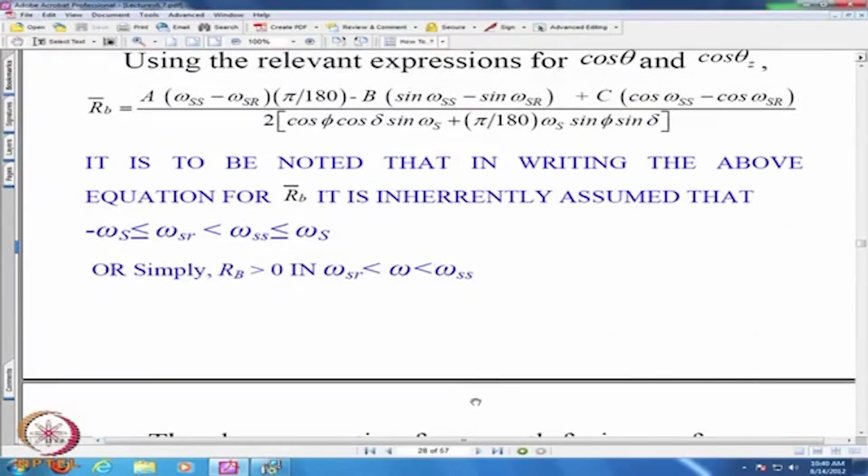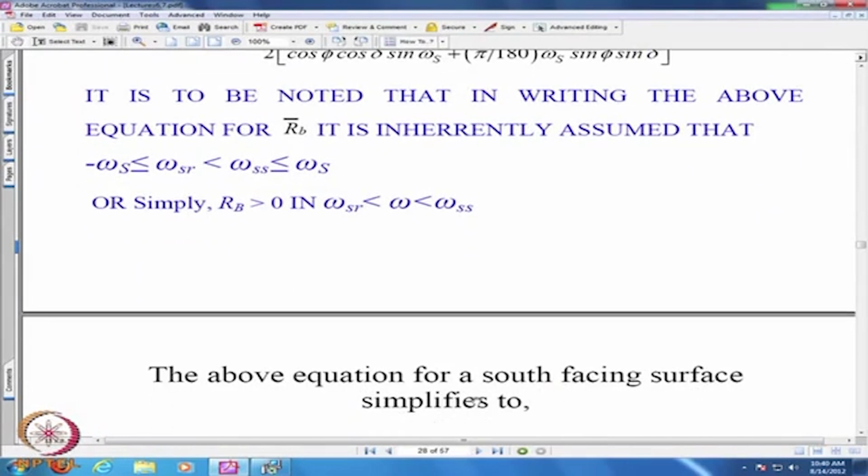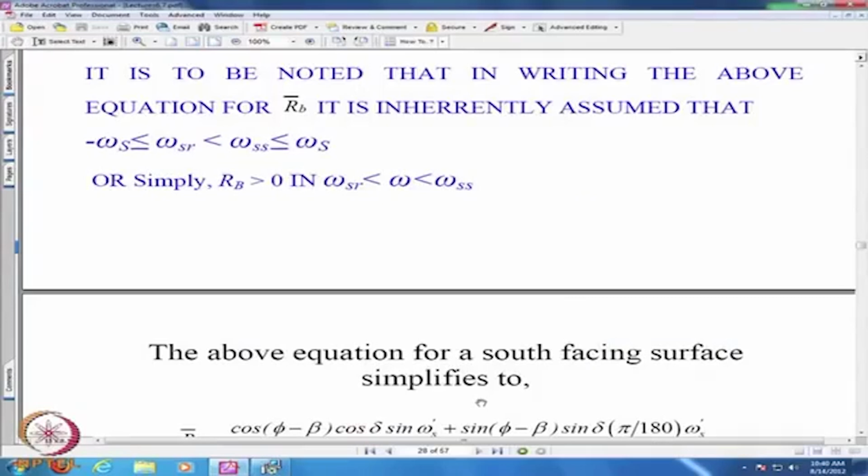We will definitely discuss a lot more when we are evaluating omega SR and omega SS. To be simple-minded, you assume omega SR is close to the sunrise. Suppose you have an east facing surface, then omega SR will be closer to minus omega s, and if it is slightly towards the west, that will be a little less than minus omega s magnitude-wise, and so for these deviations it seems to be perfectly logical.